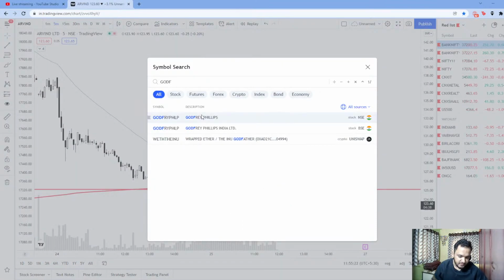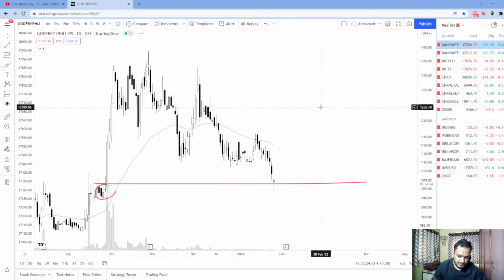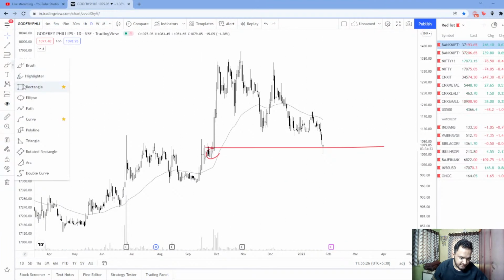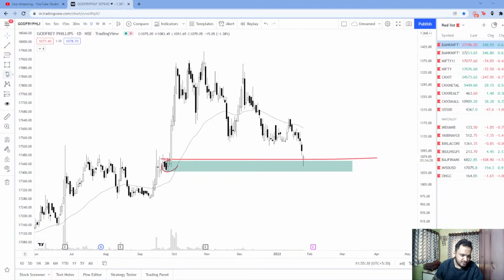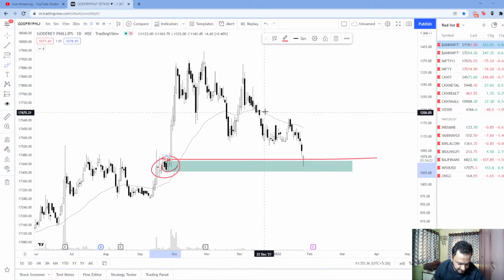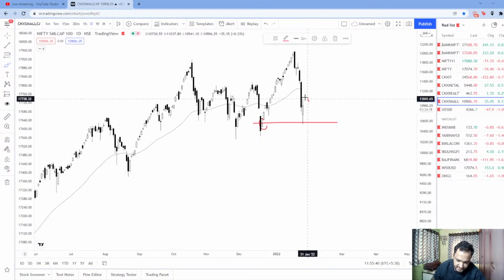Godfrey Phillips, we talked about that demand zone yesterday as well. This demand has been tested now. There has been some reaction. You see, mostly all stocks have come down to their previous demand zones, and this is why the small cap index is reacting in this way, and that is why all stocks are going up.